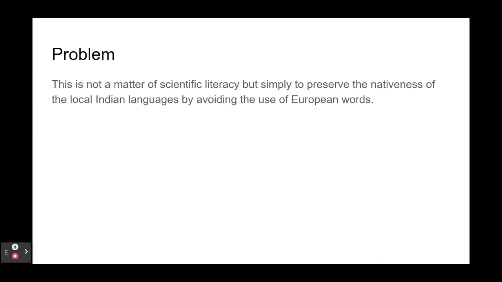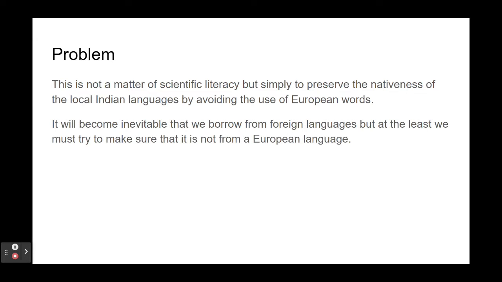Let's move on. So, the problem: this is not a matter of scientific literacy, I mean kind of is, but simply to preserve the nativeness of local Indian languages by avoiding the use of European words. For example, the word for octopus in Indian languages is octopus, as in English, instead of using a local term. Maybe it could be something like Ashtapada or Ashtabhuja, a Sanskrit word meaning eight-footed or eight-limbed creature. The point is to preserve nativeness.